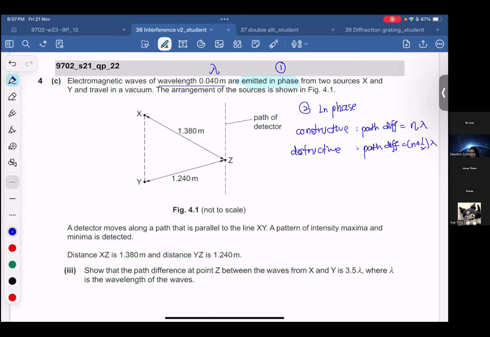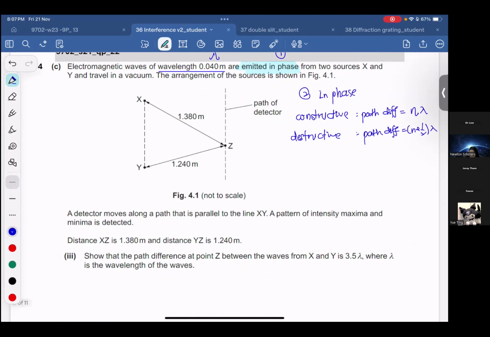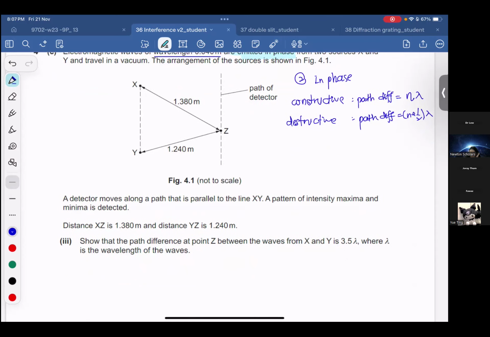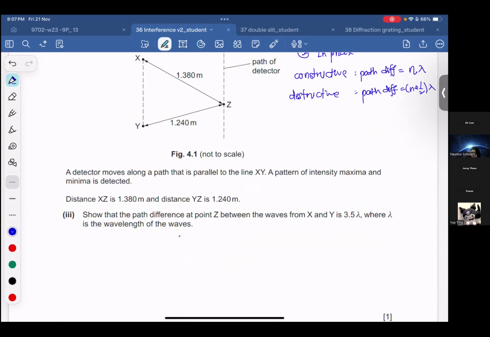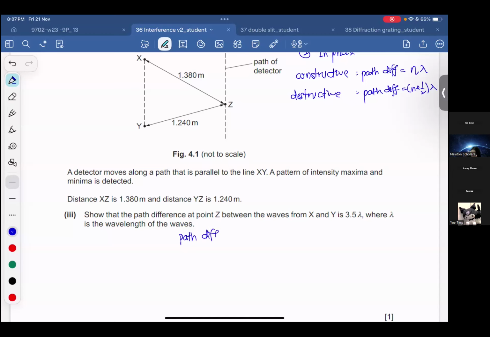Okay, here a detector moves along a path that is parallel to the XY. A pattern of intensity maximum and minimum is detected. Distance xz is 1.38. Distance yz is 1.24. Show that the path difference at point Z between the waves from X and Y is 3.5. Okay, they want you to prove that their path difference actually is 3.5 wavelength.